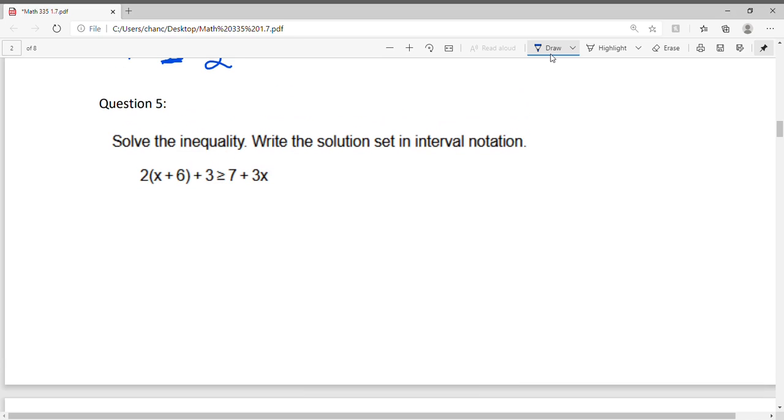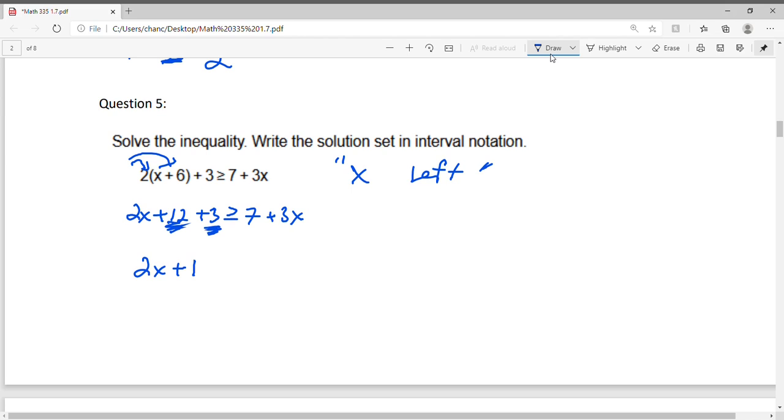For question number 5, again I want to have x on the left side when I solve these because it tells us which direction the arrow is going to face. First we'll distribute the 2. I have 2x plus 12 plus 3 is greater than or equal to 7 plus 3x. I can collect like terms. 2x plus 12 plus 3 is 15, and that's greater than or equal to 7 plus 3x.